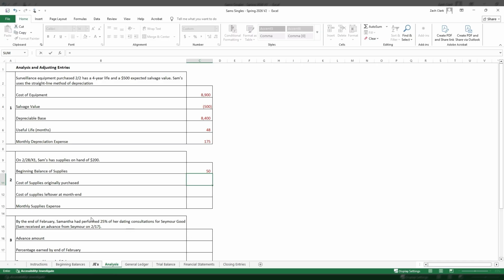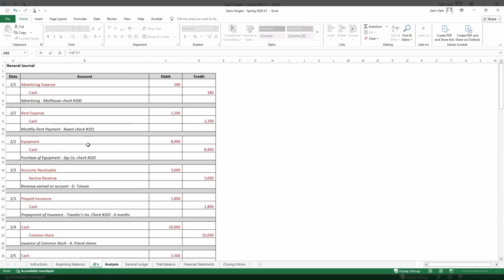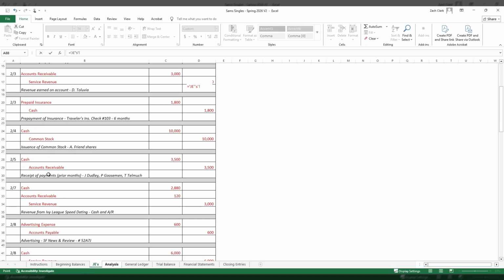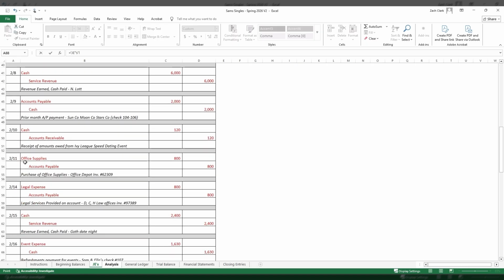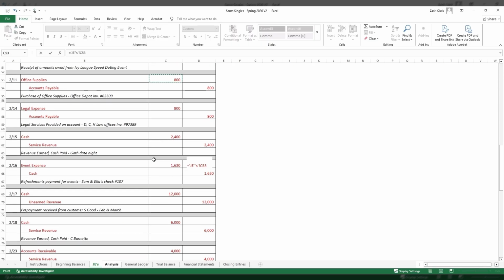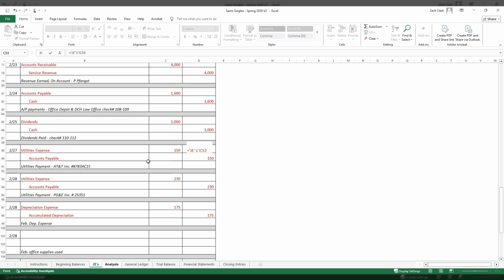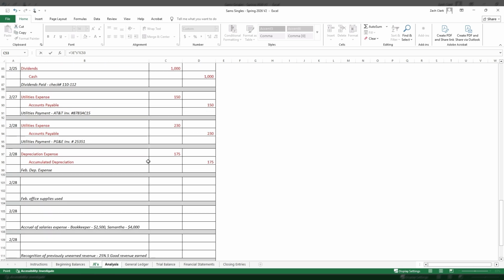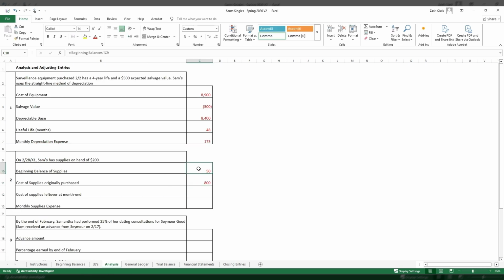And then let's go through our journal entries. I believe we bought some office supplies throughout the month here. Let's find that. Here it is on the 11th. We bought $800 more. And that was the only entry to office supplies or purchase of office supplies other than having the beginning balance.